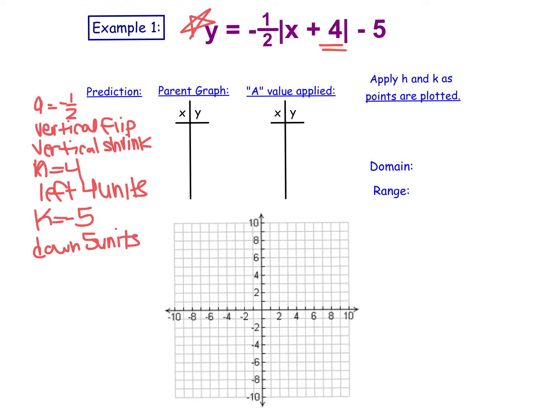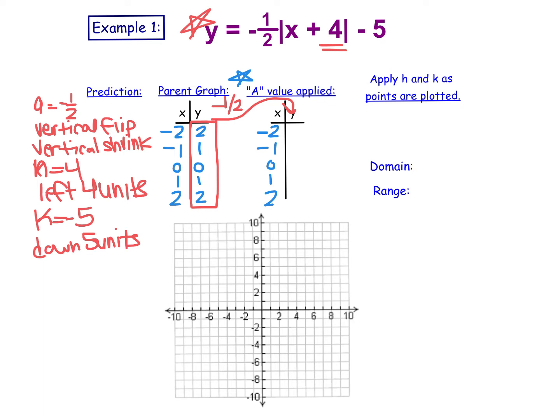Now, just like last time, I'm going to start with my parent graph. So I have negative 2, negative 1, 0, 1, and 2. And then I have 2, 1, 0, 1, 2. So that's my original parent graph. And I'm going to apply the a value to get my vertical flip and my vertical shrink. So notice that my x values stay the exact same. And then I'm going to take all of these values here and multiply them by a negative 1/2 so that I can then get the shrink and the flip all applied in there.